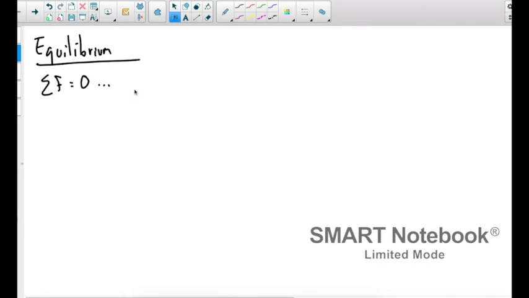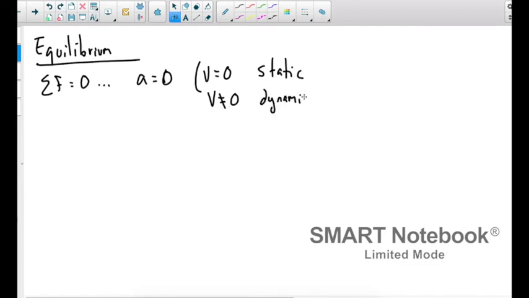First of all, remember that Newton's laws tell us that net forces cause acceleration or changes in velocity. So when the net force is equal to zero, there's no velocity change, no acceleration. And remember that two things can be true when there is no acceleration. Our velocity may equal zero as well, in which case we have static equilibrium, or our velocity may be non-zero, in which case we have dynamic equilibrium. So these are just terms that you should be familiar with.